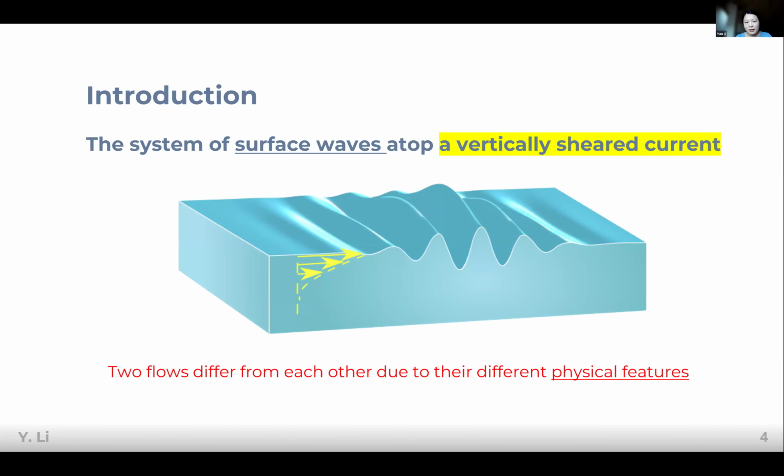So today my talk is associated with a system of surface waves atop a vertically sheared current. This system is composed of 2 parts, basically 2 flows, which differ from each other because of their different physical features: surface waves primarily dominated by surface gravity and also surface tension, and a vertically sheared current, which can represent wind drifts, for instance, or ocean circulation currents.